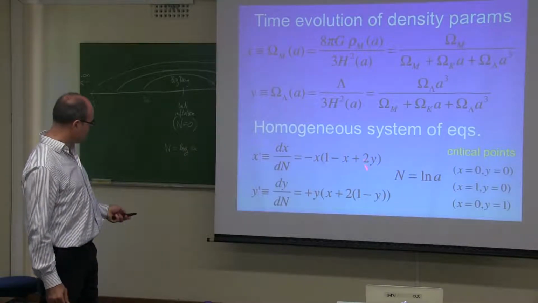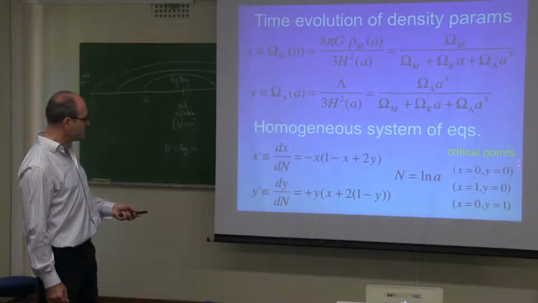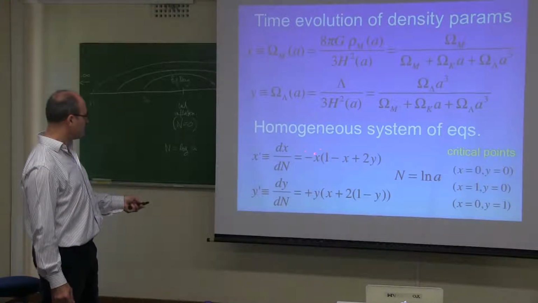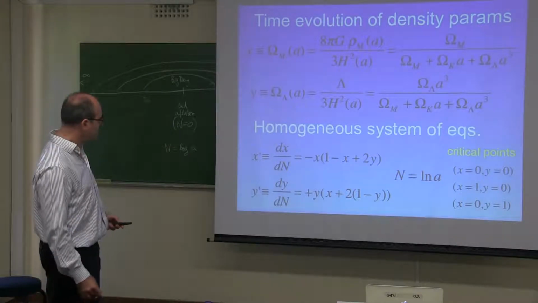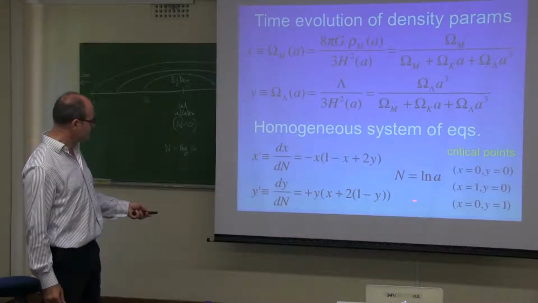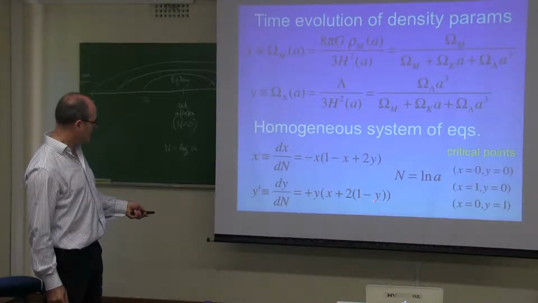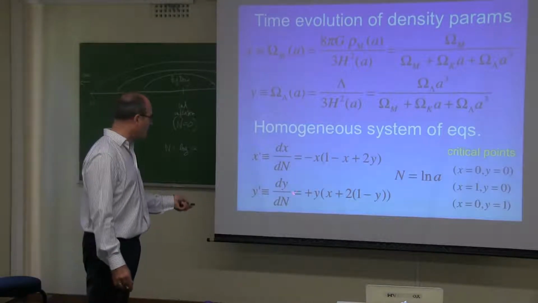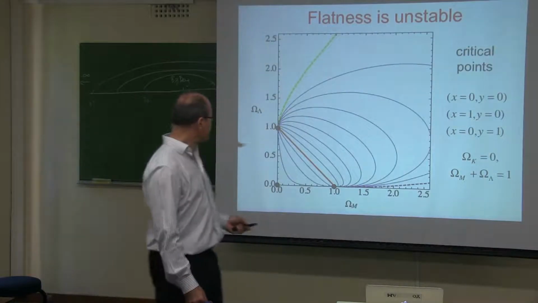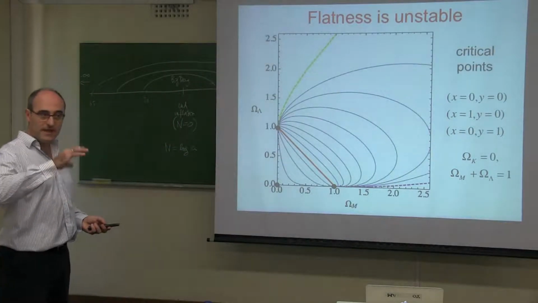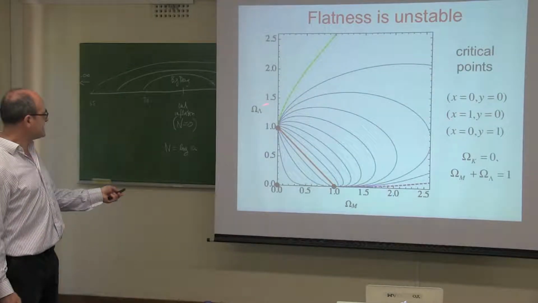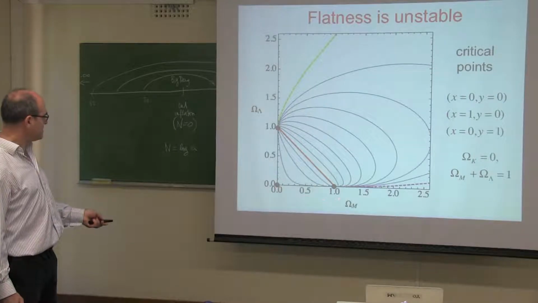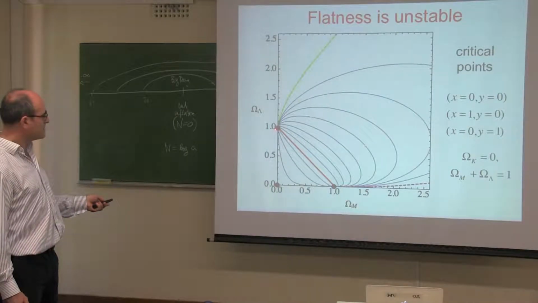Now it's very simple in this nonlinear homogeneous system of equations to find the critical points. It's obvious that x equals 0, y equals 0 satisfies x prime and y prime equal to 0, but there are also the points x equals 1, y equals 0, and x equals 0, y equals 1. That means that we can draw the phase diagram in the plane of x, y, and see where the critical points are: (0,0), (1,0), (0,1).